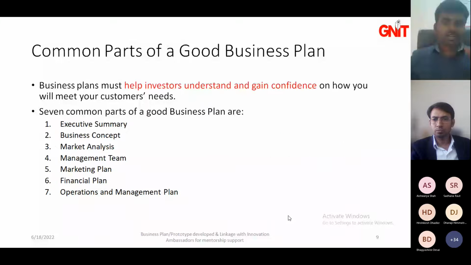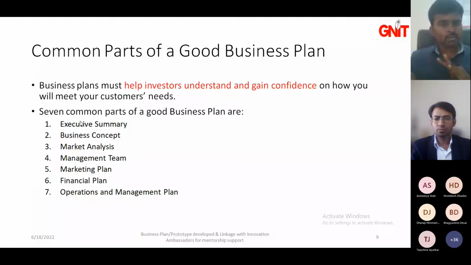We can't plan as such, so these are the common parts of a good business plan. The business plan helps investors understand and gain confidence. Your business plan has to make the investors understand simply and gain confidence in you. These are the things you have to have in your plan. First, the executive summary, a summary of your project. Then the business concept, what you are going to make a business. Then market analysis, what the current market situation is.